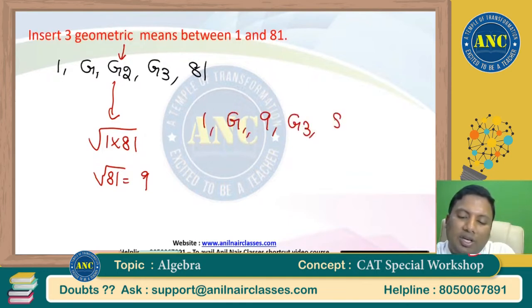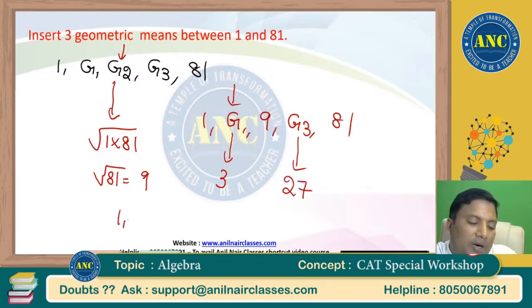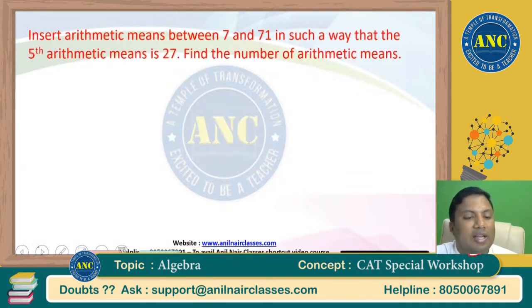G3 and 81. The middle value is nothing but the square root of the extremes. Square root of 9 is nothing but 3. G3 is root of 9 into 81, which is nothing but 27. So the geometric means which are inserted between 1 and 81 will be 3, 9 and 27, in the sequence 1, 3, 9, 27 and 81. I hope the idea is clear.